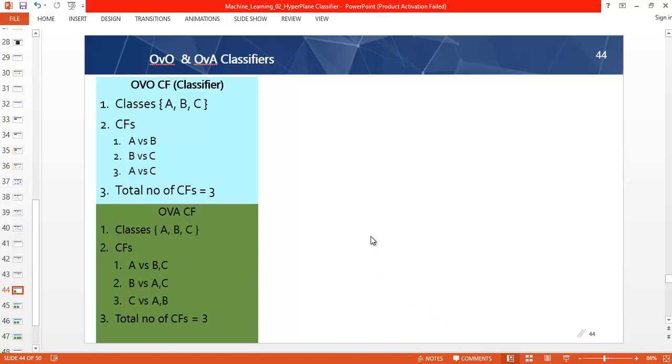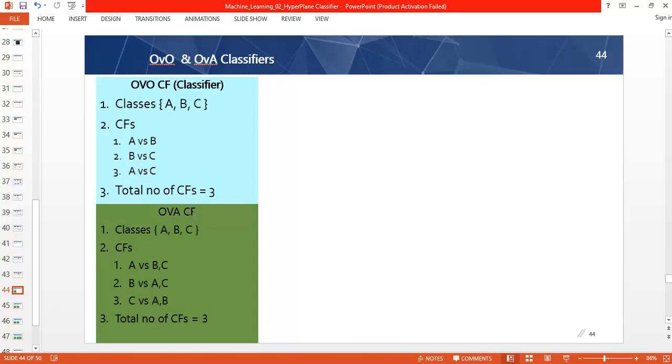So we will see again, earlier we have seen four classes. Now let us look at the three class problem, then higher numbers of classes, and then we will have a generalized equation to find out how many classifiers are required. So let's say we have classes A, B, C, that means three classes. Here CF means classifiers or sub classifiers. For 1 versus 1: A versus B, B versus C, and A versus C. Okay, total number of classifiers will be 3.